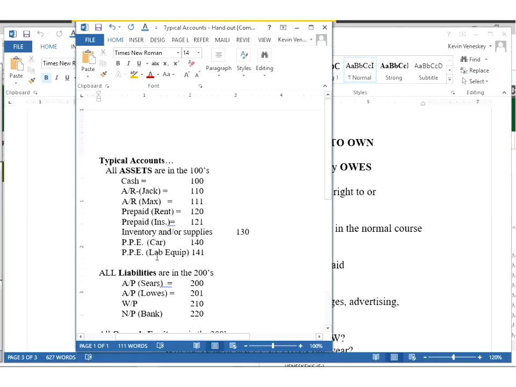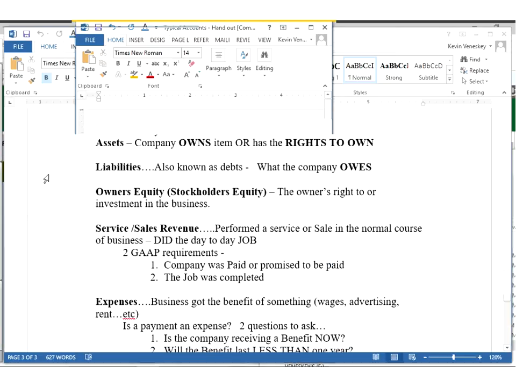Property is your land if you own any land. Plant would be a building. And then equipment is everything else that your business owns that you're going to be keeping for a long time. So those are property, plant, and equipment, things you don't plan on selling and would be hard to get cash right away if you needed it. So that's why they're long-term.